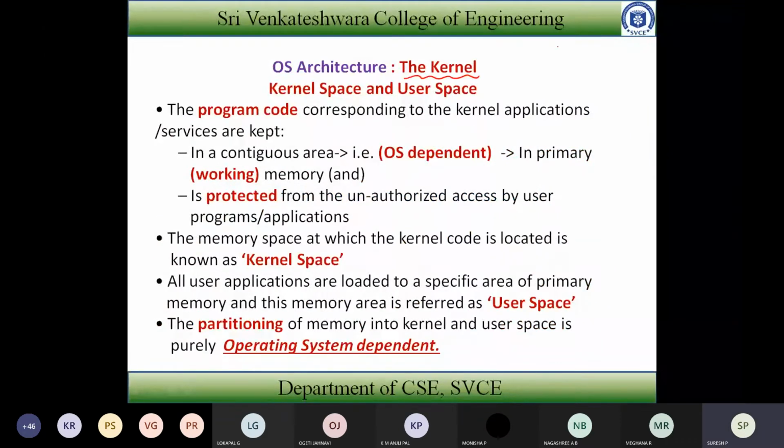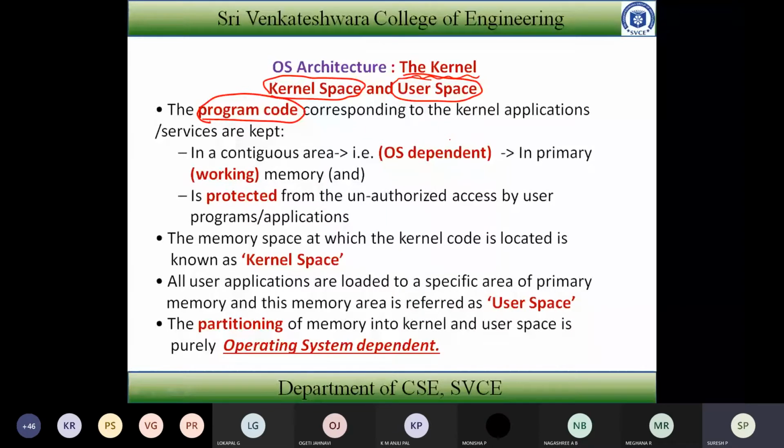That is, what are the two spaces? One is your kernel space, other is your user space. So you are going to have two spaces: one is your kernel space, other is your user space. So now, what are the program code which are there? The program code corresponding to the kernel application services, where will it be kept? That is primarily kept in the contiguous area. So that is called OS dependent.